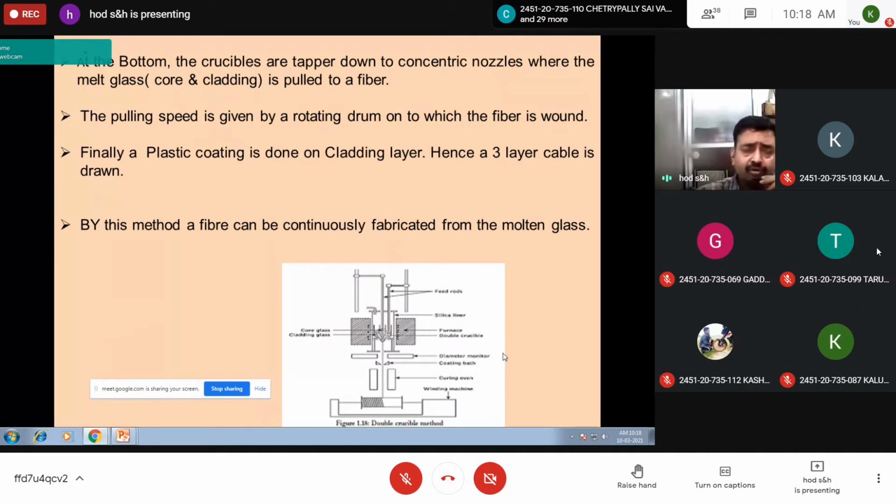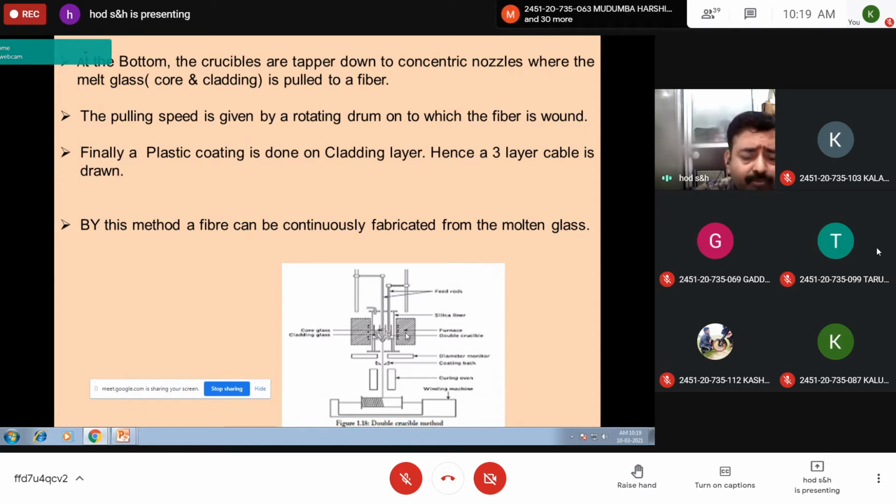If it's single mode, the core diameter is around 5 micrometer, a very small diameter. For multi mode, you need a larger diameter. So based on the requirement, the diameter can be monitored by using an arrangement here. And at the bottom, as you see, a rotating drum will be there.